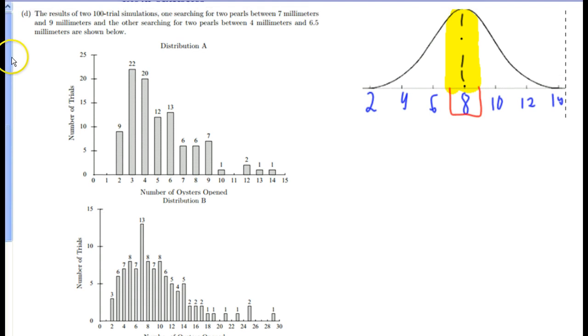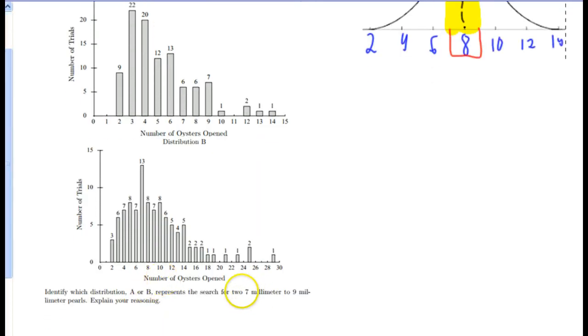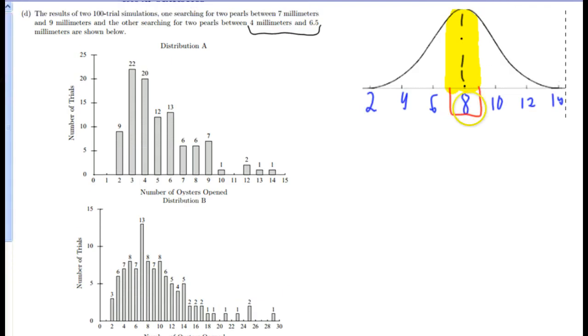So what this is asking, and it's kind of a difficult question, is which one is between 4 and 6.5? Well, the question is, identify A or B, which represents the search for 7 to 9. So which distribution here is simulating finding 7 through 9. So we know that between 7 through 9 is a 40% chance, or 0.4. If we did from 4 to 6.5, this area in here, we could figure out it's definitely smaller than 40% just by looking at it.